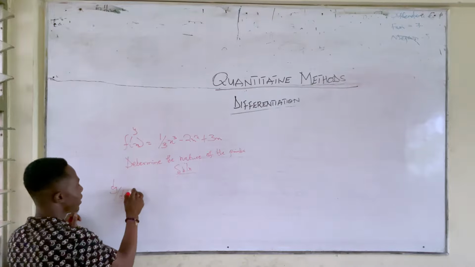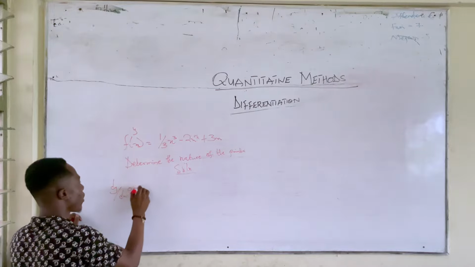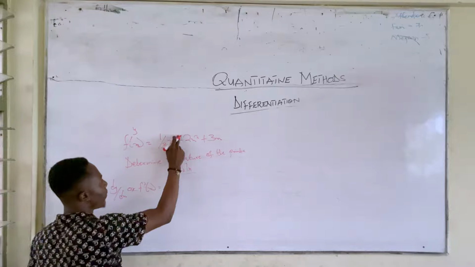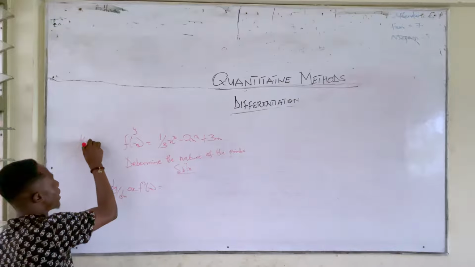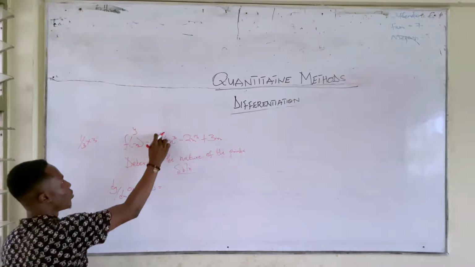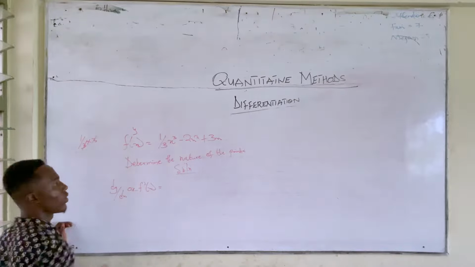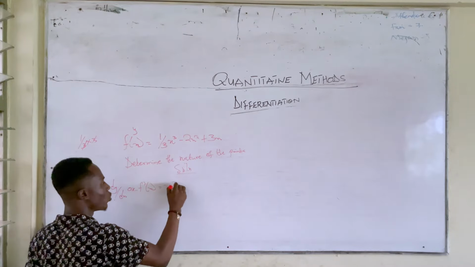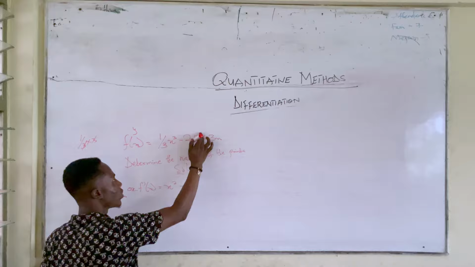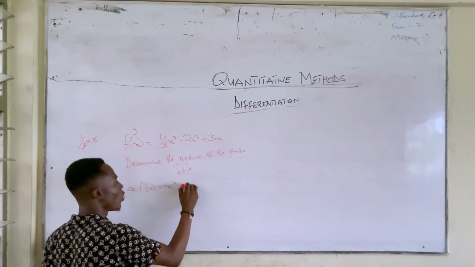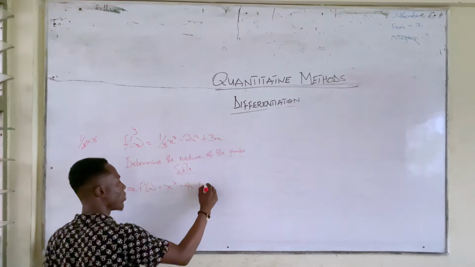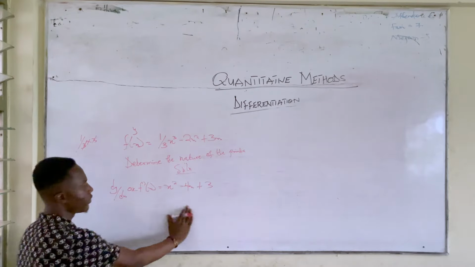So dy/dx or f prime of x is equal to 1 over 3 multiplied by 3, because the power is coming down to multiply the fraction. This one will cancel out this. So you have x, then you reduce the exponent by 1, so x squared. Minus, this one will multiply this to give you 4x. Plus this one will give you 3. So this is the first differential.